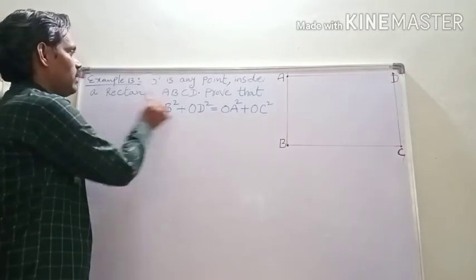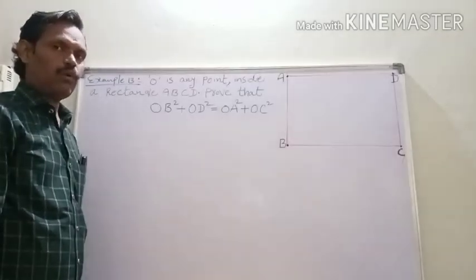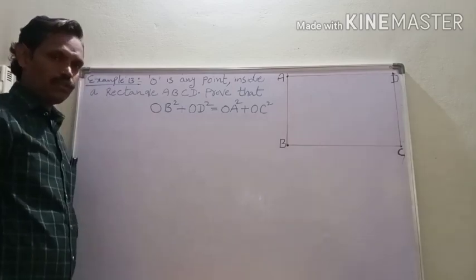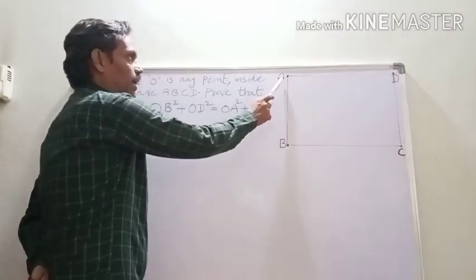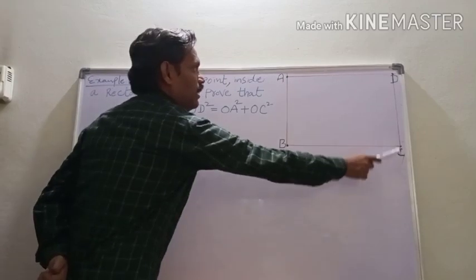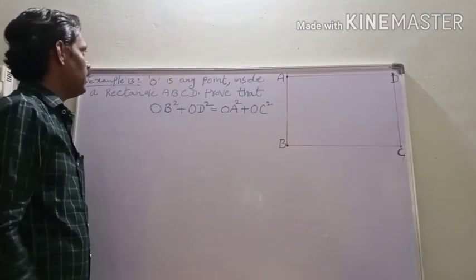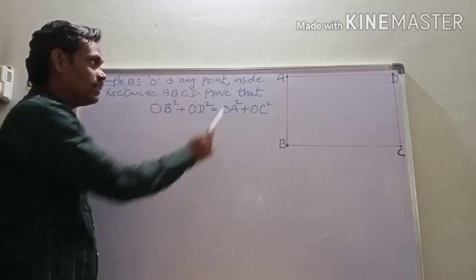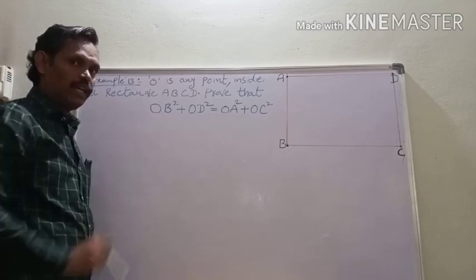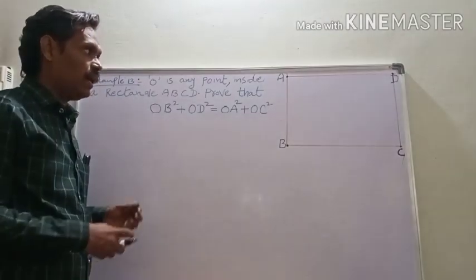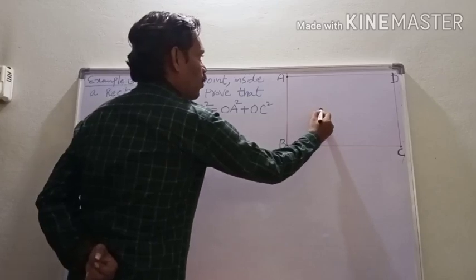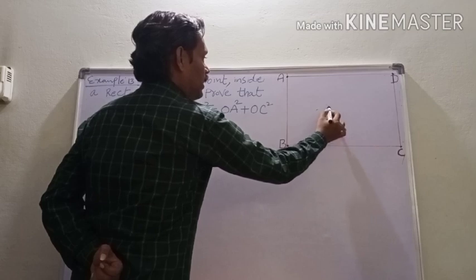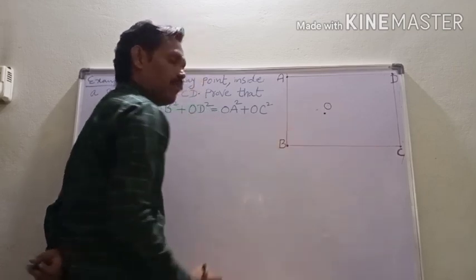If you go through the sum, which figure are we discussing? Clearly, we are discussing a rectangle. So, you have to draw a rectangle ABCD. Then what is the given? O is any point which lies inside the rectangle. So you have to take one point O inside this rectangle.